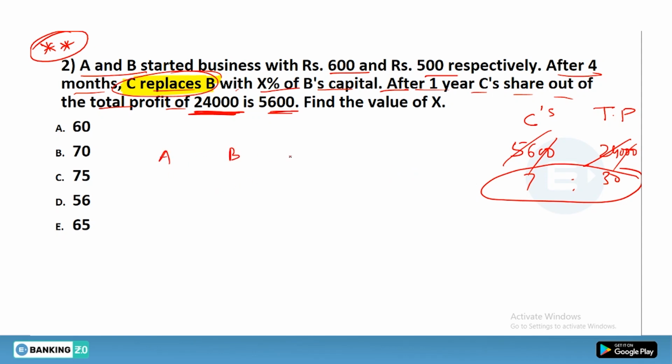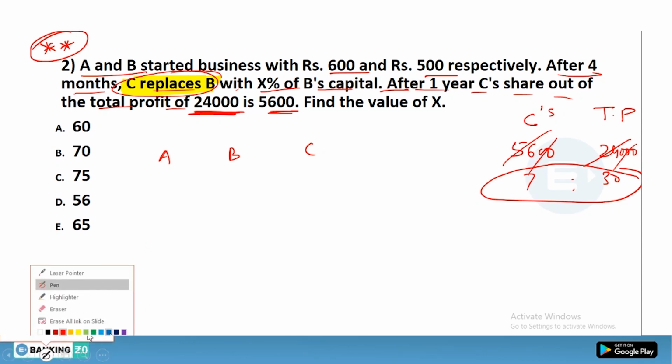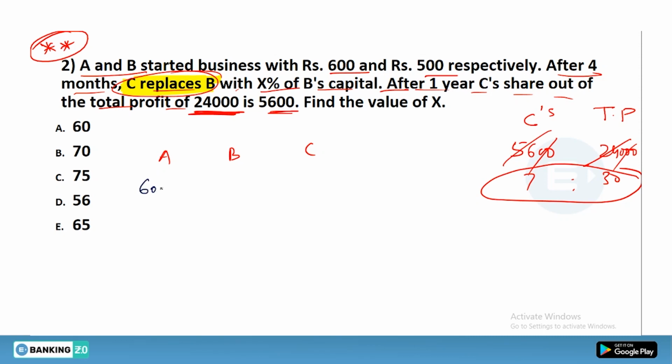Now, first of all, we need to find the ratio of profit. And how can you find the ratio of profit? You will multiply time with each individual's capital. If A started a business and invested 600, B started with 500, C replaces B. So after how many months? 4 months. That means B will work for 4 months, and after that C comes. Now here C comes with X% of B's capital. That means 5X into 8, because 8 months were left in the year's profit, and A hasn't changed.